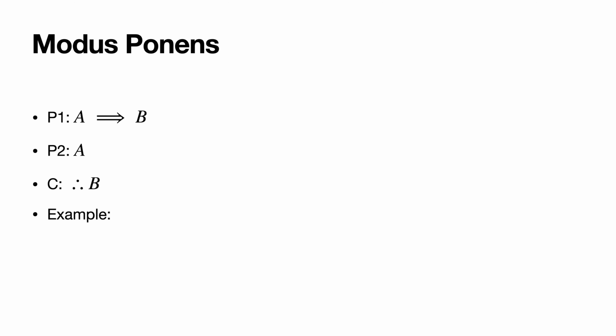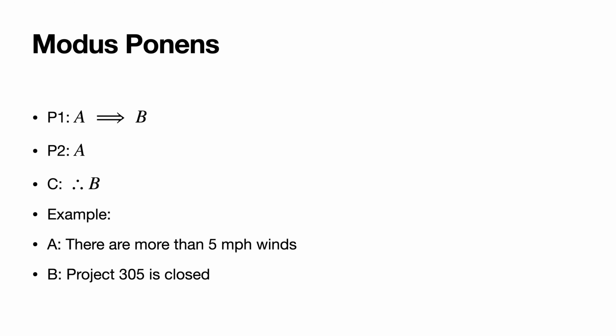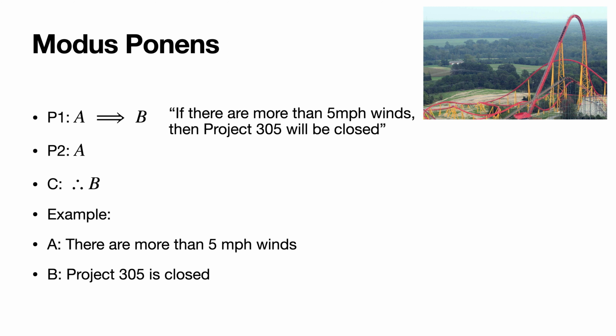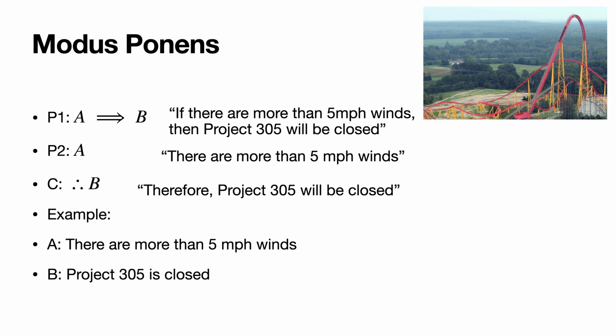Here's an example. Let A be the proposition that there are more than 5 miles per hour winds, and B be the proposition that Project 305 in King's Dominion is closed. Premise 1 is like saying, if there are more than 5 miles per hour winds, then Project 305 will be closed. Premise 2 says there are more than 5 miles per hour winds, so therefore we can conclude that Project 305 will be closed. Now let's ask, does our conclusion follow from premise 1 and premise 2?